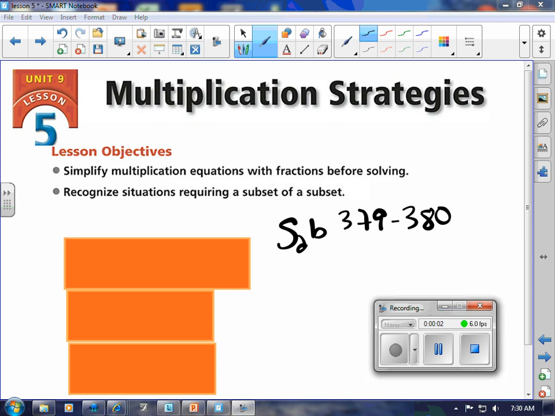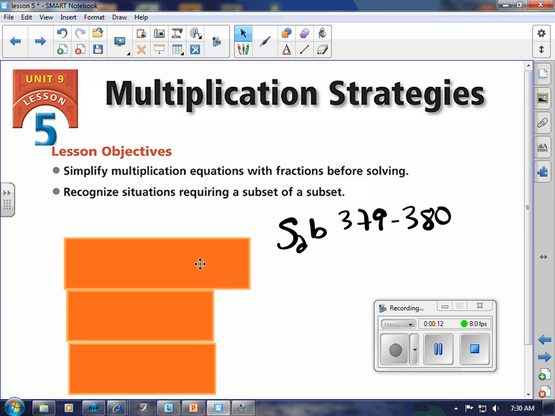Okay, today we're doing multiplication strategies for equations with fractions before solving. SAB page 379 to 380. I'm going to do a couple problems here first before you get going to your SAB page.